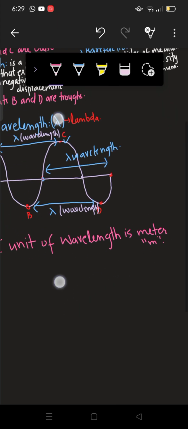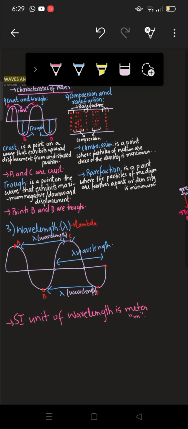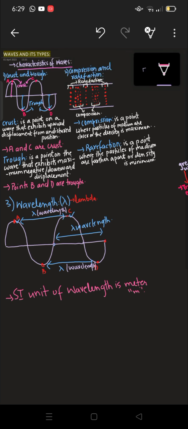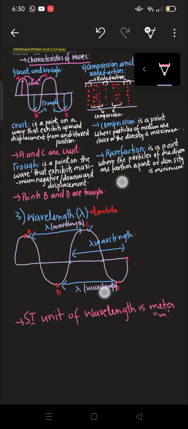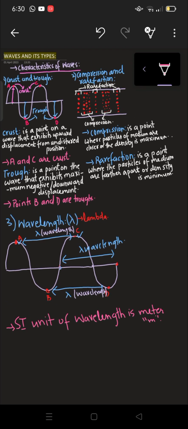Alright, so today we have discussed crust and trough, compression, rarefaction, and then wavelength. In the next video, we'll continue with the characteristics of the wave, as there are a lot, so we'll be talking about those as well. So this was all for today.